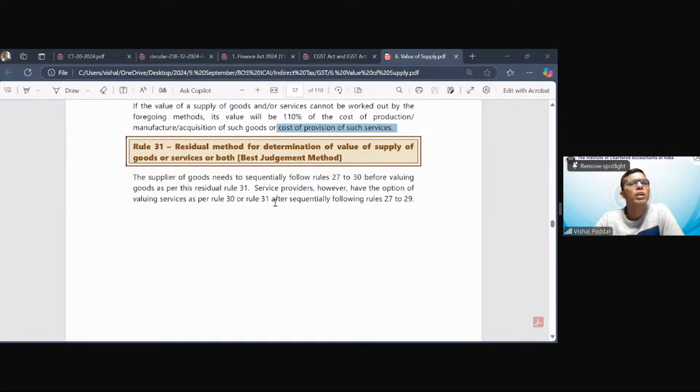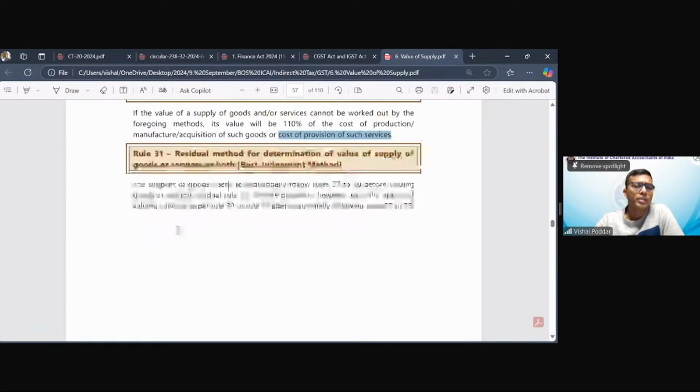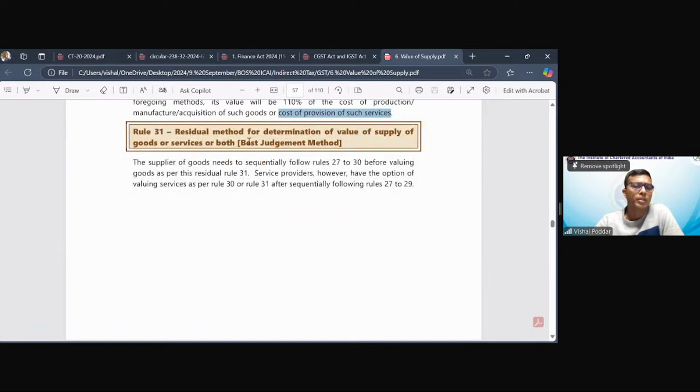Mansha is saying rule 30 for service only. No, beta. Rule 30 is for both. Rule 30 is for goods also and for service also. See, the first part is 110% of cost of manufacture or acquisition of goods, so it is for goods also, and it is for service also. What we are discussing is 31, which is the residual method.